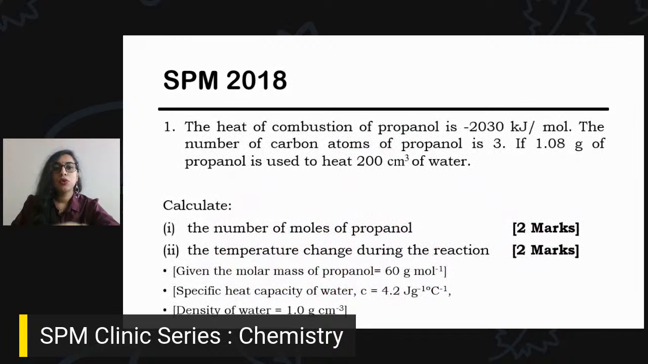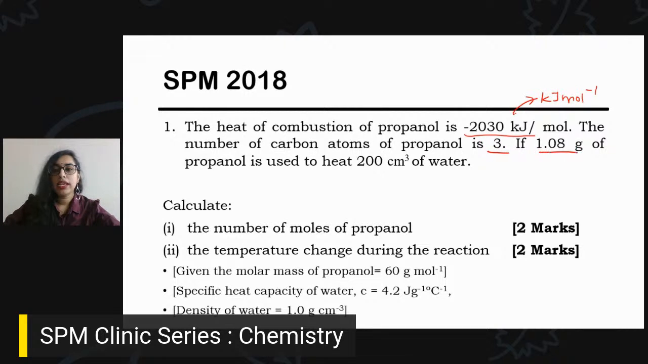All right, so let's look into SPM 2018's question. Let's read the question first. The heat of combustion of propanol is negative 2030 kilojoule per mole. This is sometimes also written as kJ mol^-1, also known as kilojoule per mole. The number of carbon atoms of propanol is 3. So that's 3 carbon atoms for propanol.